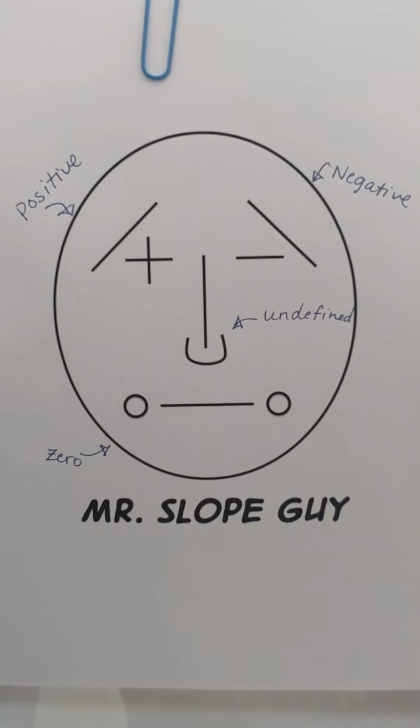Maybe you can draw Mr. Slope Guy on your own paper somewhere in your notes. So Mr. Slope Guy tells us if we have a positive or a negative line. That will be very helpful. The definition of slope is the change in the y values divided by the change in the x values. So you remember rise over run.